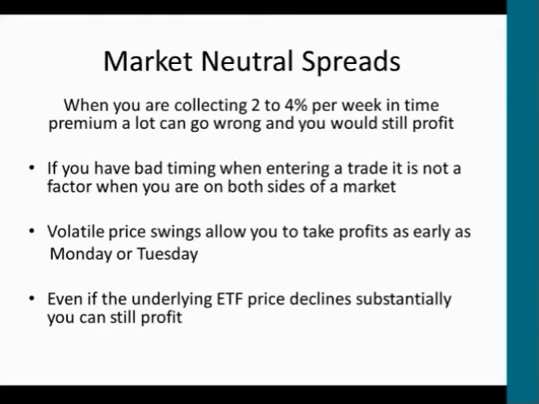Now, even if the underlying ETF declines substantially, you can still profit. If you're collecting a 280% cash-on-cash return, a lot of things can go bad and you're still going to make money. So even if the underlying ETF declines substantially, you can still profit with this strategy.